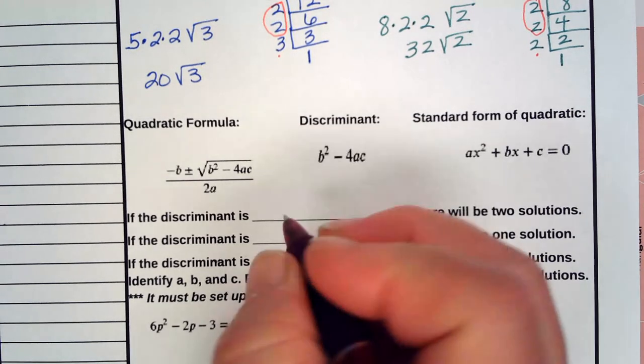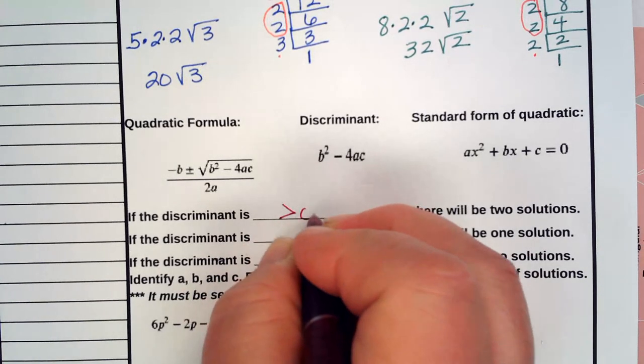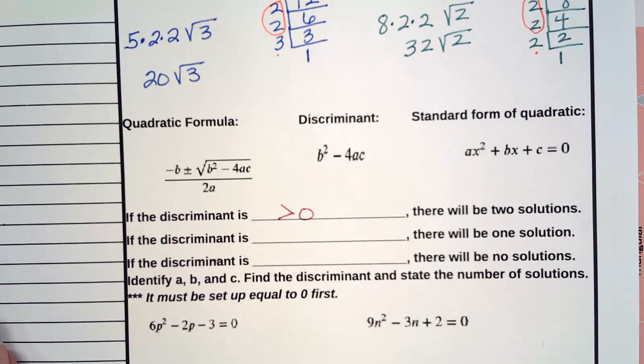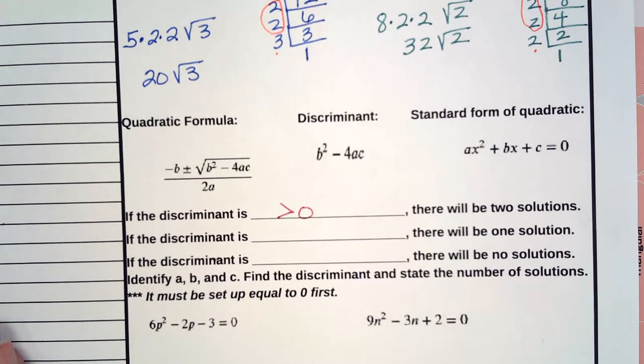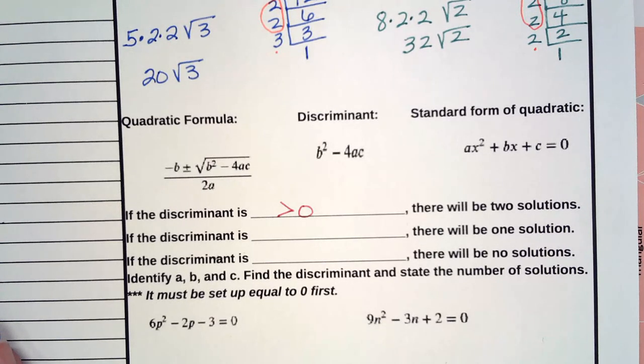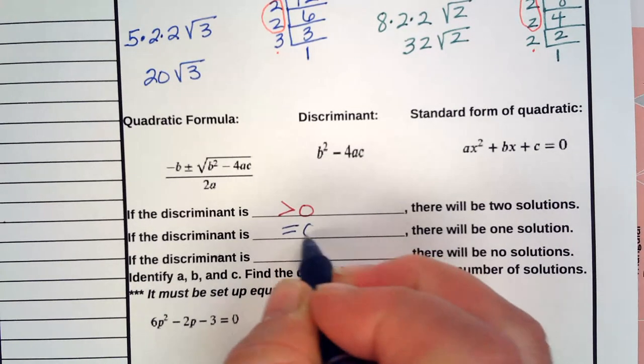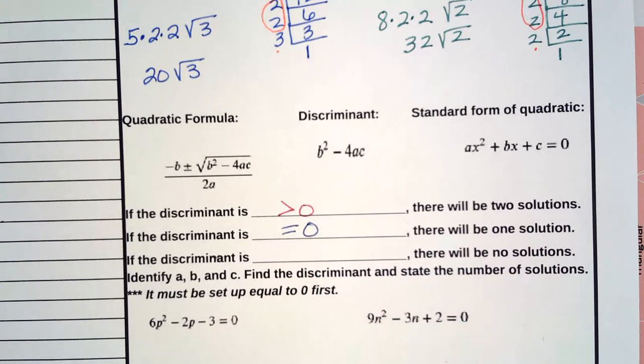No. So if it is greater than 0, then we'll square root it and first time we'll add, second time we'll subtract as we put it into the formula. If it is to be one solution, we just talked about it, it's got to be equal to 0, because we're adding and subtracting 0, which doesn't change the opposite of b.